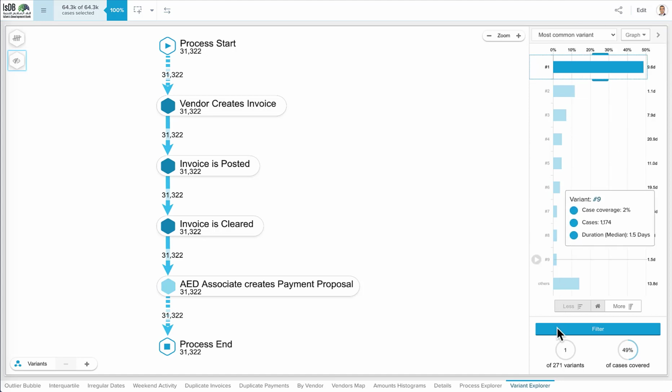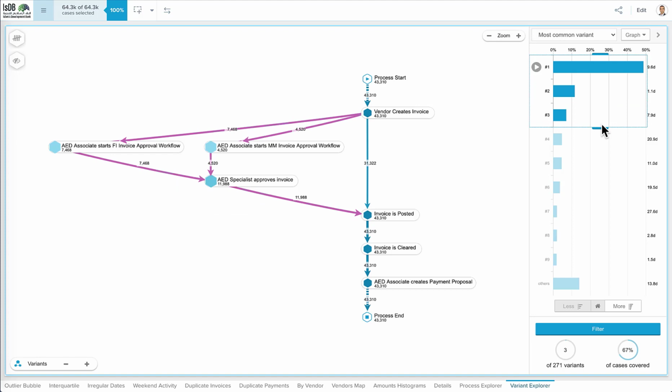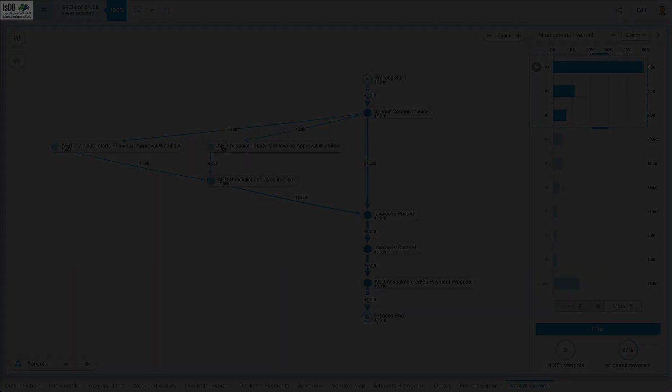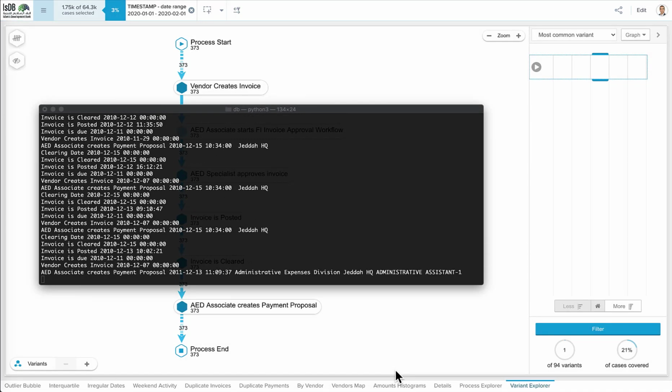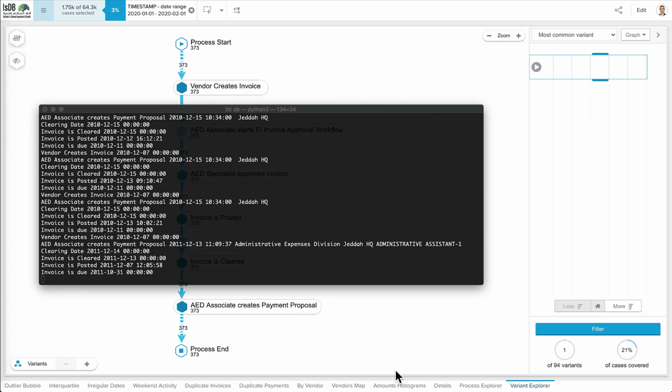We can see here that there are 271 different variants or ways in which an invoice can be processed. By adding 2 more variants, we see that one of 2 approval workflows is invoked. From here, we can select individual cases for closer examination. It is important to note that this view was not designed but discovered from the data.